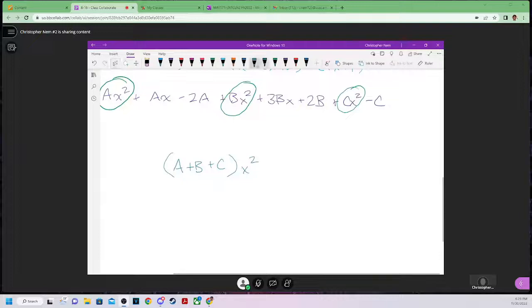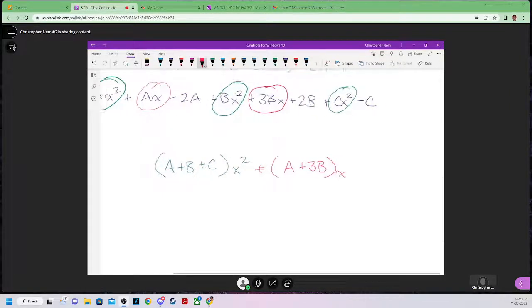Now, the next like term I have, or ax right here, the next like term is positive 3bx, and is there another x term? No, that's it. Which means if I add them together, the 3b is the coefficient of x, and a is the coefficient of x. So I have a plus 3b times x. Remember, your like terms will always have the same variables at the very end.